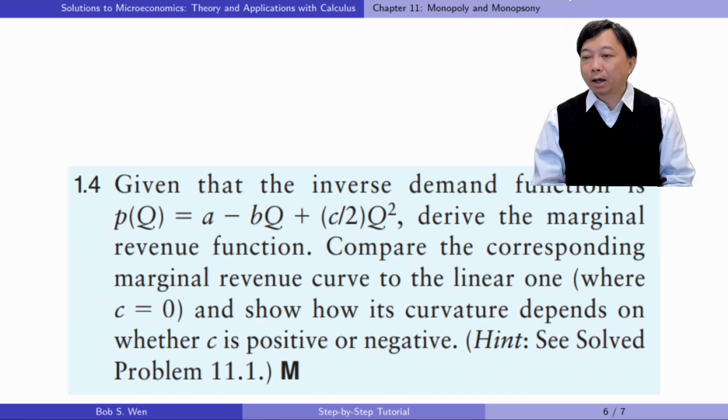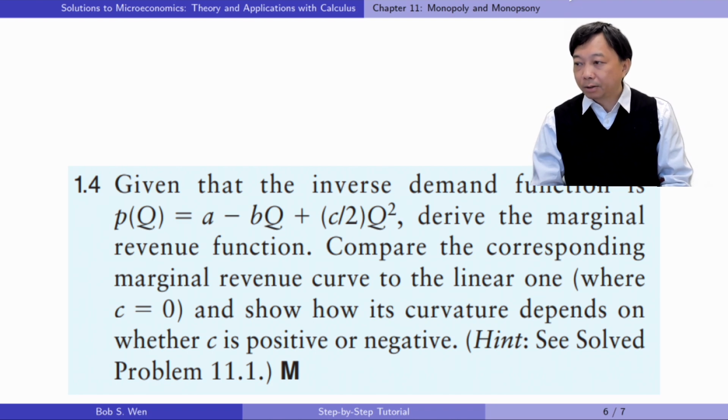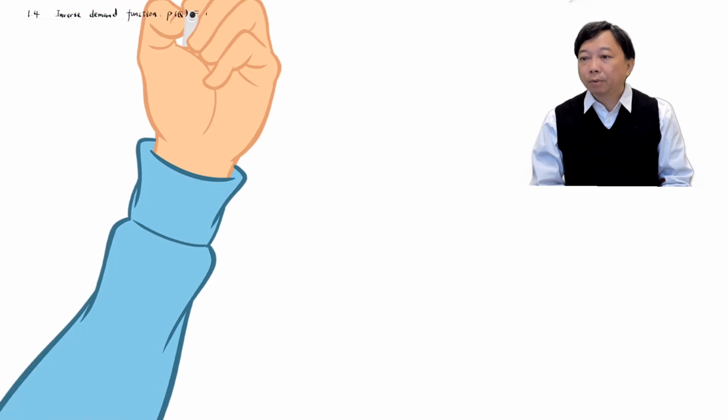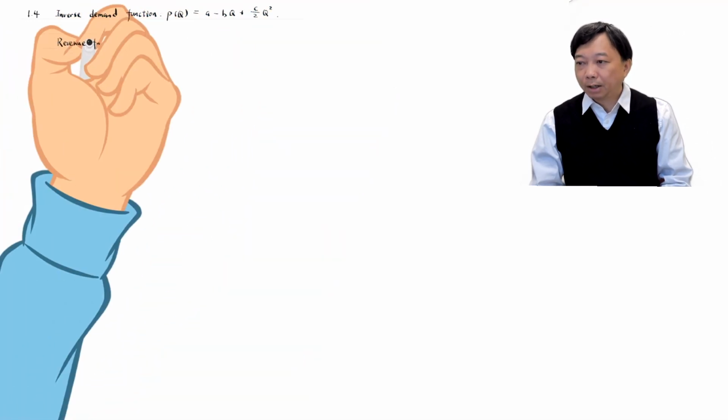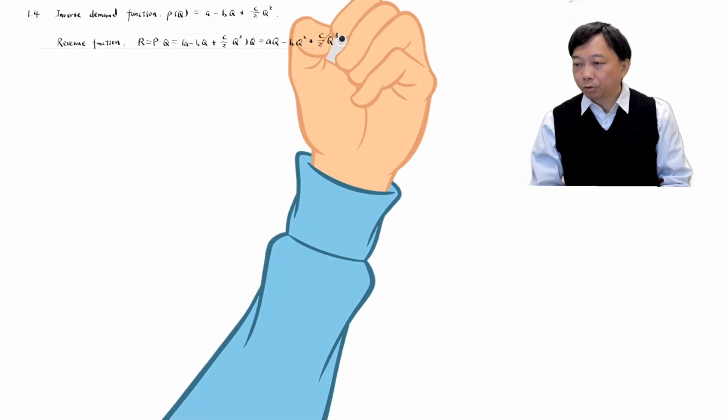Let's jump to exercise 1.4. Given that the inverse demand function is as follows, derive the marginal revenue function. Compare the corresponding marginal revenue curve to the linear one, where C equals 0, and show how its curvature depends on whether C is positive or negative. From the inverse demand function, we can write the revenue and marginal revenue functions.